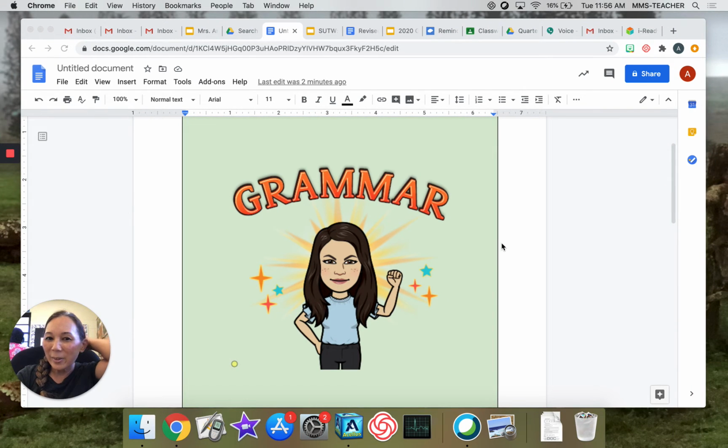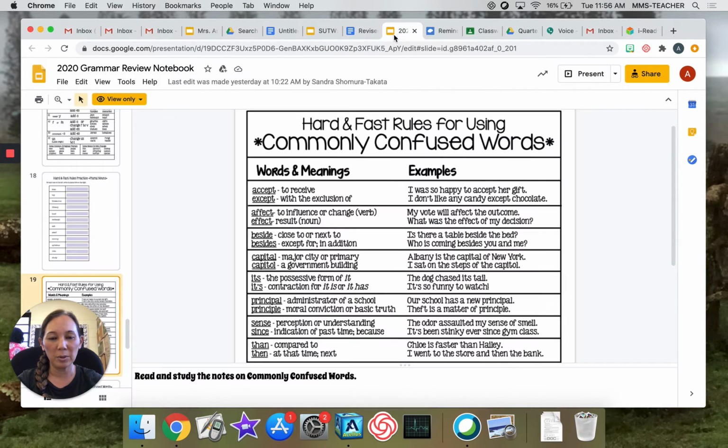Hello again. Today, the lesson will be on commonly confused words and types of sentences, the four types of sentences. So, to begin with, here are the hard and fast rules for using commonly confused words. Now, this should be in your composition book, so you can refer to that as well.